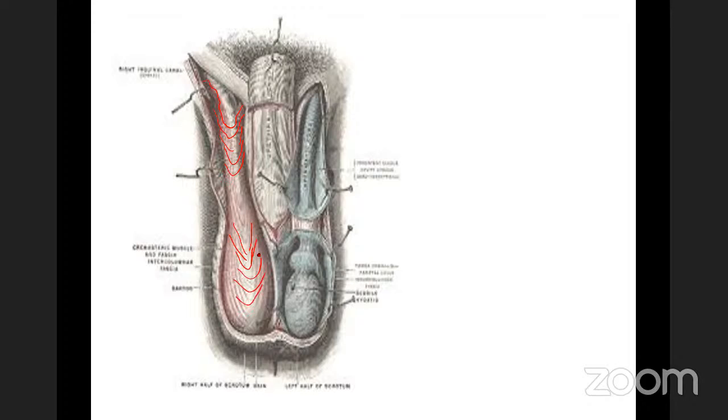Now, what is the importance of this cremaster muscle? It is a defense mechanism. In case of raised intra-abdominal pressure, it contracts and pulls the testis towards the superficial inguinal ring. There is also a cremaster reflex, wherein when the inner aspect of the thigh is stroked, there is elevation of the testis. That is called the cremaster reflex.